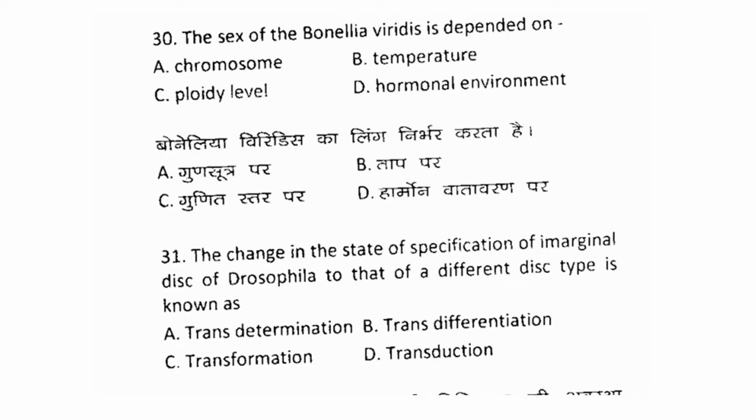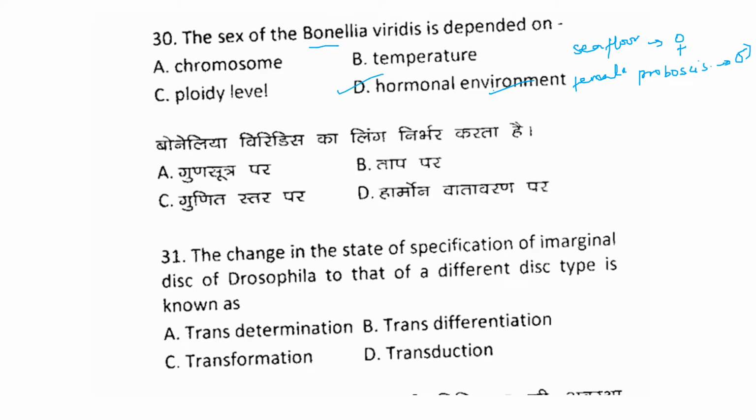Next question is, the sex of Bonellia viridis is dependent on. So it is not controlled by genetic or chromosome level. It is actually decided by the environment. If the larvae land on the sea floor, they turn into female, and if they fall on the female proboscis, they will enter the uterus and be converted to male. So it is controlled by the environment.